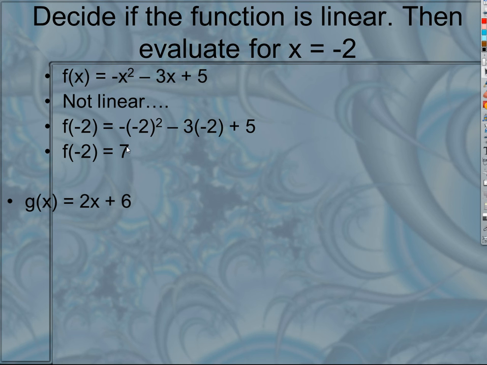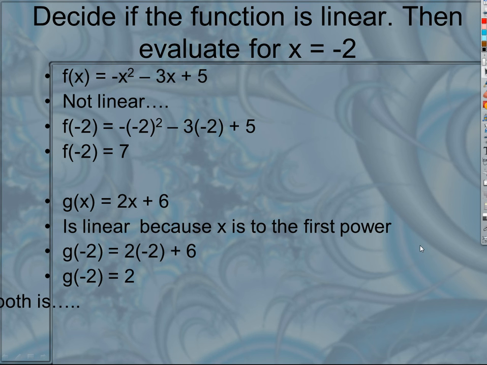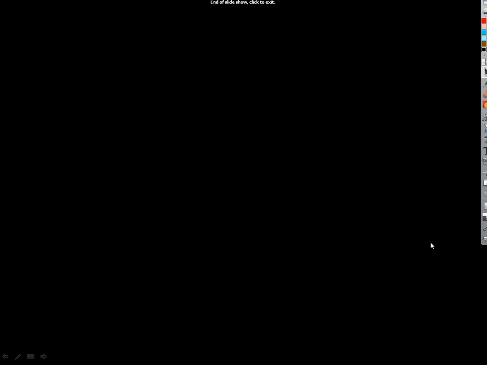Is this guy linear? Is g of x linear? Yes. There's no red flags there, right? X is to the first power. This is just a fancy name for y, right? G of x is to the first power. So we're fine. It is linear. And if I evaluate it at -2, I'm just plugging -2 in for x, and that's a pretty easy one. -2 times -2 is -4, plus 6 is 2. Good. Yes. Okay, good. All right.